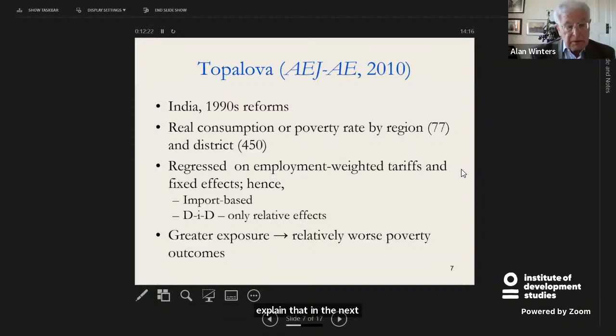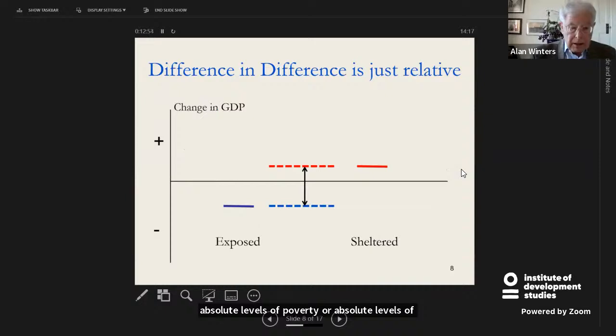Topalova's results were that those districts, regions that were exposed more to import competition had a relatively worse poverty outcome. In other words, it looked as if it was better over that period to be isolated from trade, insulated from trade, than to be trading extensively. The problem is we don't quite know what that implied for absolute levels of poverty or absolute levels of real consumption.